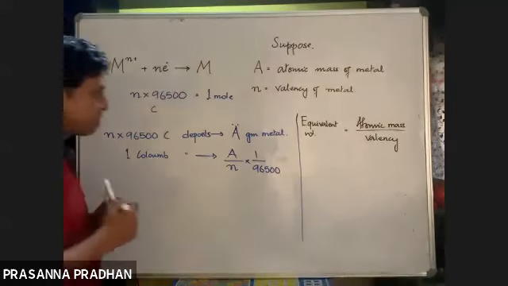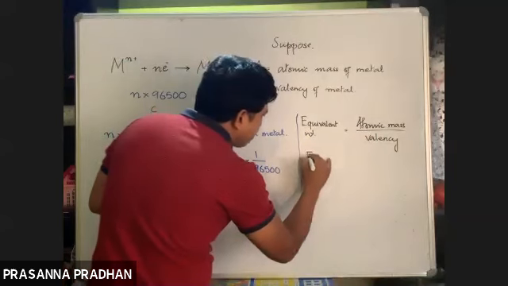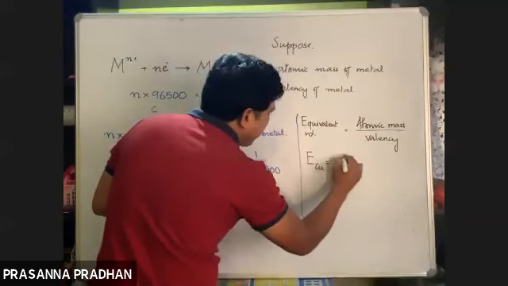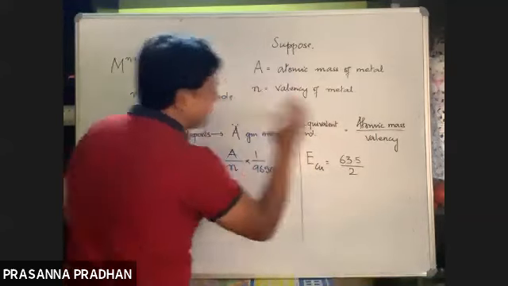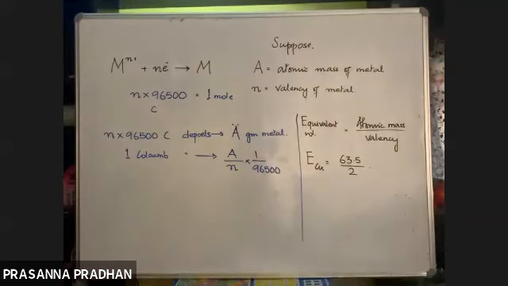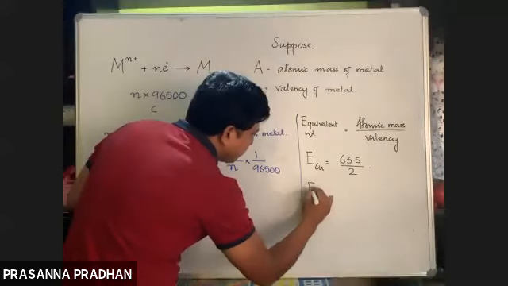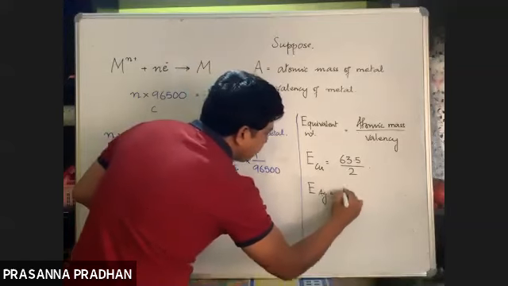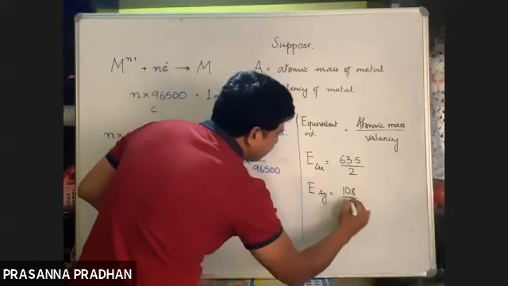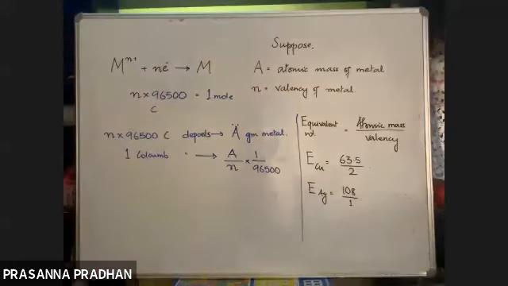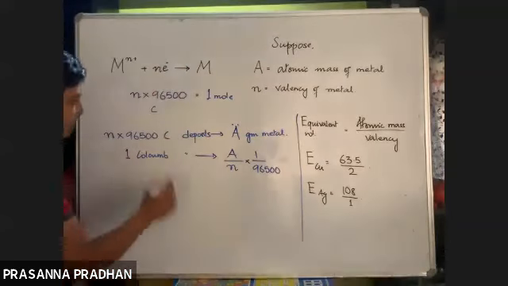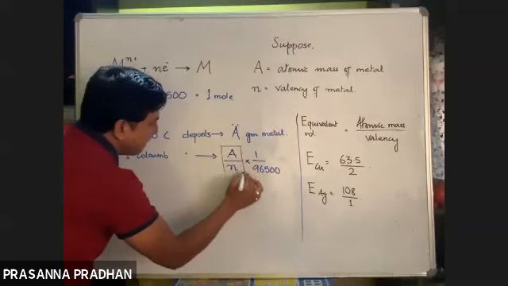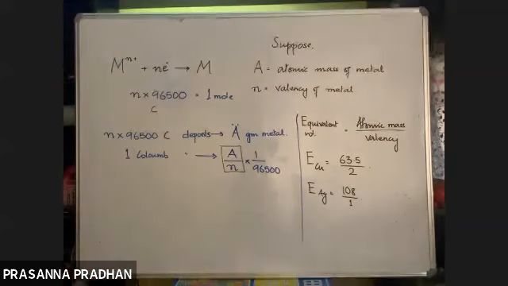So what will be the equivalent mass of copper? The atomic mass is 63.5. What is the valency of copper? 2. So this is the equivalent weight of copper. What is the equivalent weight of silver? Atomic mass 108. What is the valency of silver? 1. This is the equivalent weight of silver. So the formula for calculating equivalent weight is atomic mass by valency.